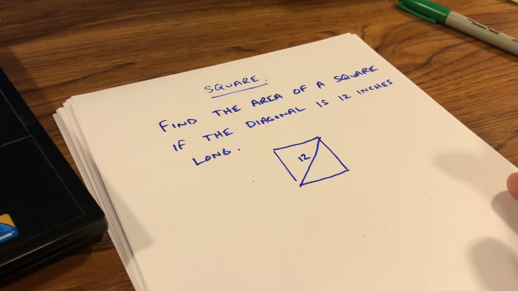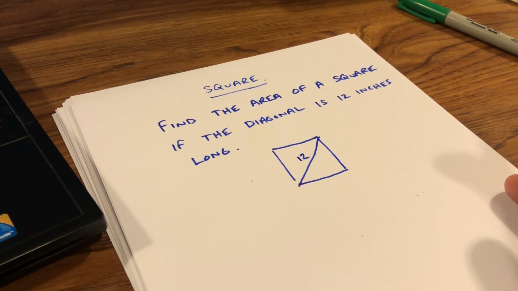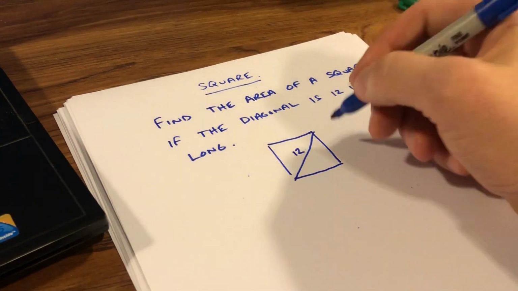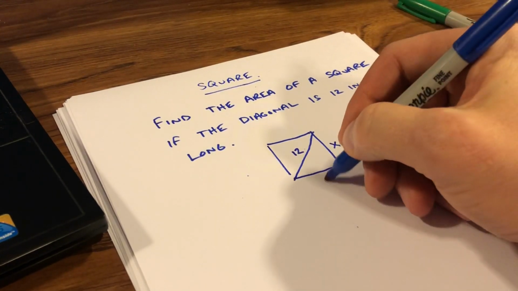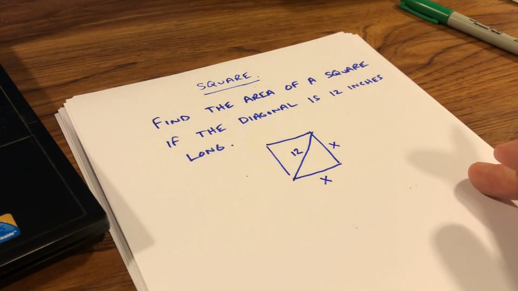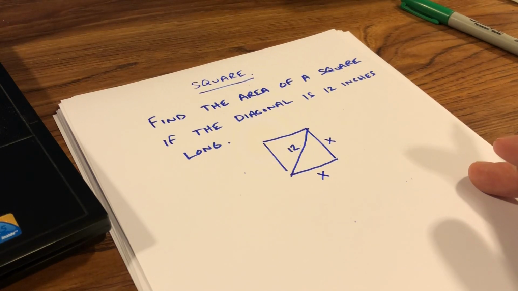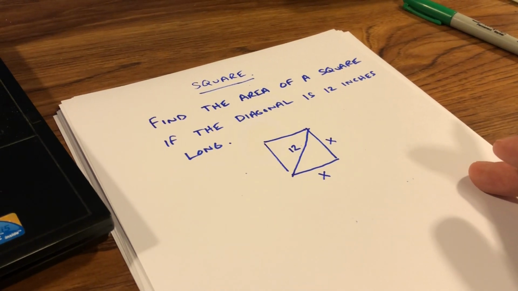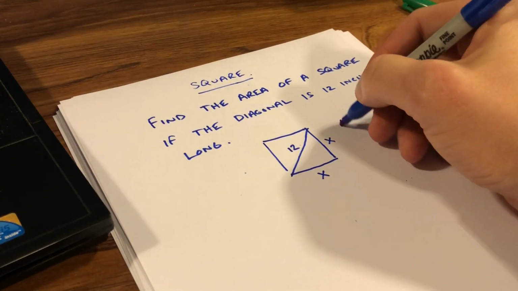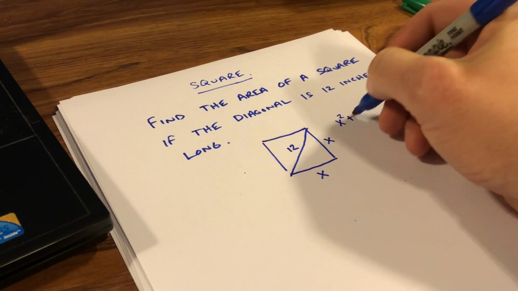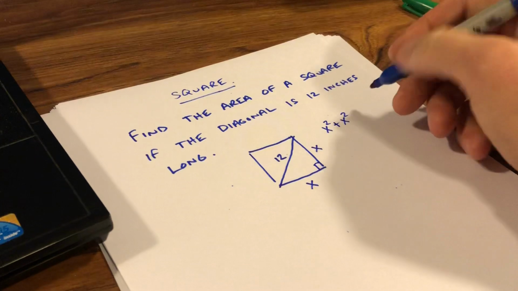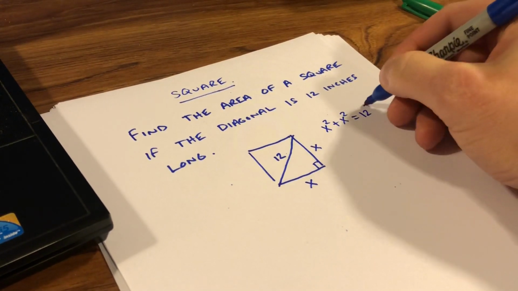Now, for us to find the area of the square, we have to be able to find the length of each side. Well, we know each side is the same length, so I'm just going to make the side lengths x. If I want to find x, we could utilize the Pythagorean theorem, or we could even utilize our right triangle rules. I'm just going to go ahead and do the Pythagorean theorem. So we've got x squared plus x squared, because here's my right angle, is equal to 12 squared.